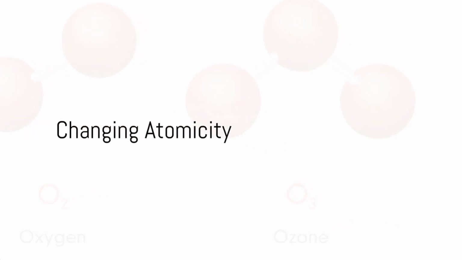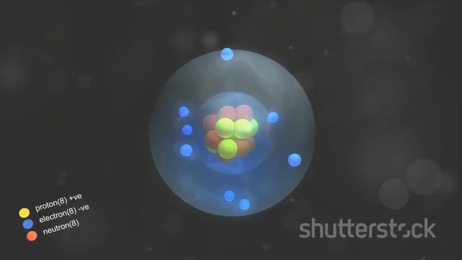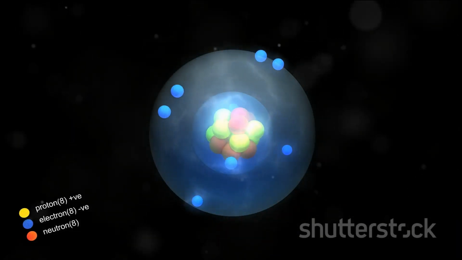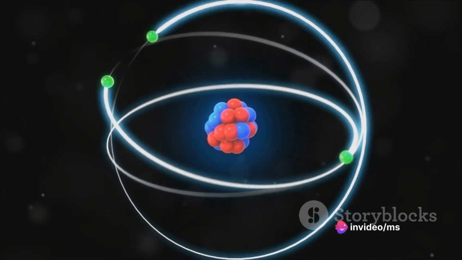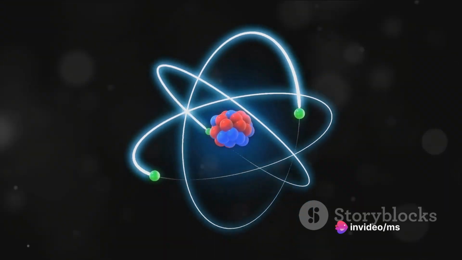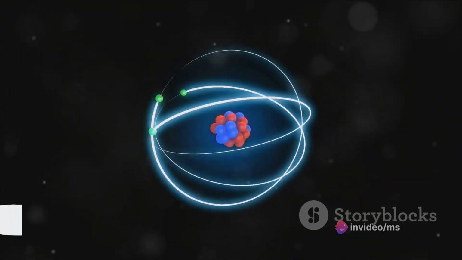Atomicity can sometimes change under specific conditions. For example, oxygen can form molecules with 3 atoms, creating ozone. But the core concept remains the same. Atomicity tells us how many atoms come together to form a molecule of an element.